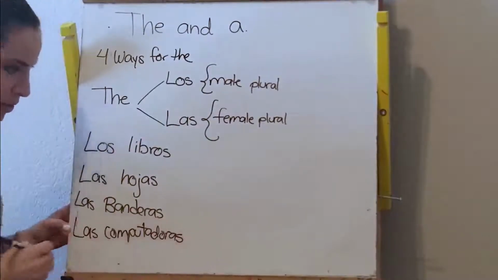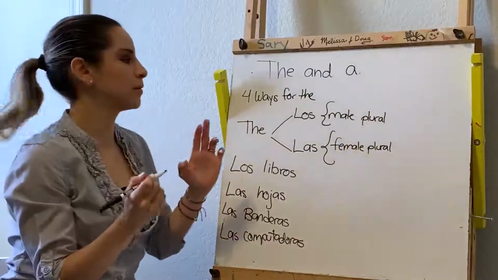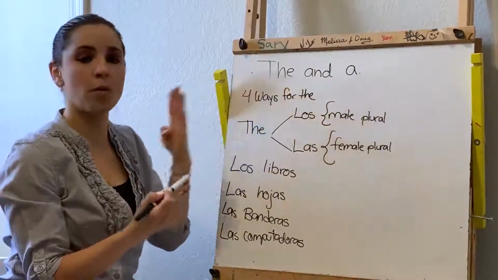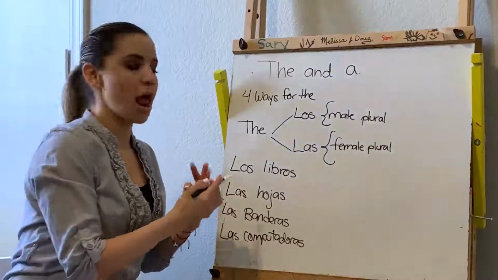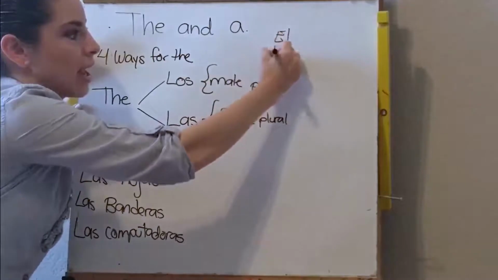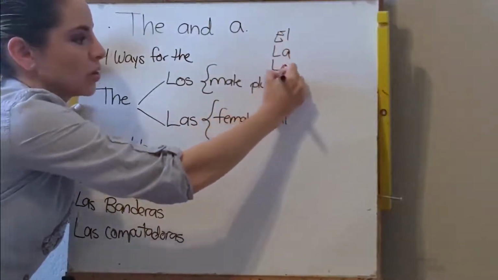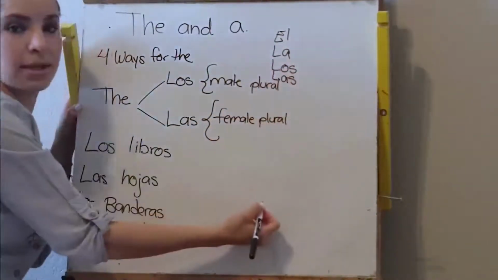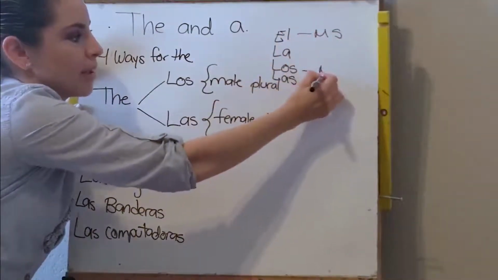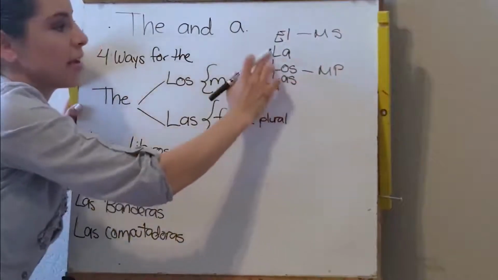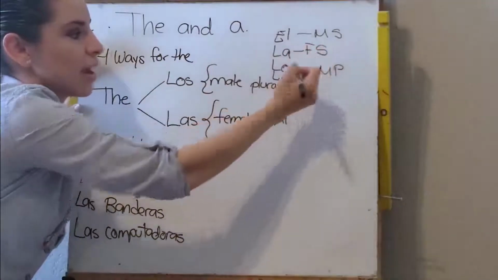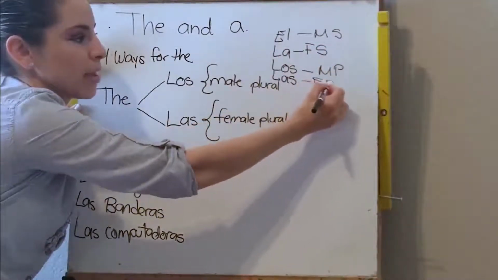So now, let's recap a little bit. So for the word the, we have four ways to say it in Spanish. El, which is singular. El, la, los, las. We have male singular, male plural. For this one, female, femenino singular, femenino plural.